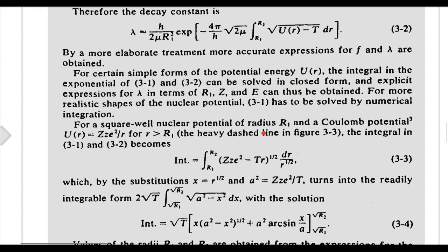The heavy dashed line in figure 3.3, the integral in 3.1 and 3.2 becomes integration between R1 to R2 of (ZE square upon R minus T) to the half dr, which by the substitution x equal to R half and a square equal to ZE square upon T turns into the readily integrable form 2 root T. मतलब इसको जब हम सॉल्व करेंगे और x के बराबर r हाफ रखेंगे और a स्क्वायर बराबर ZE square upon T, तो इसको हमने यहाँ पर इस फॉर्म में लिख सकते हैं और इसका जब इंटीग्रेशन करेंगे तो root R1 और root R2 रेंज में हमें ये इक्वेशन मिलती है.